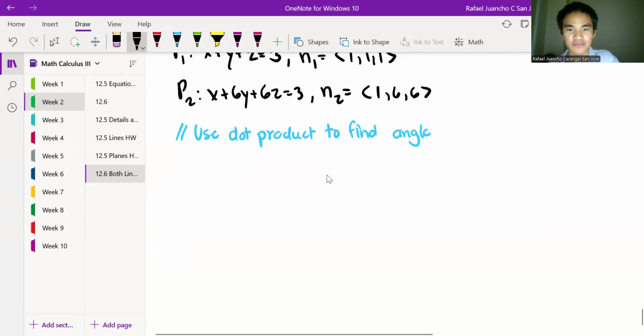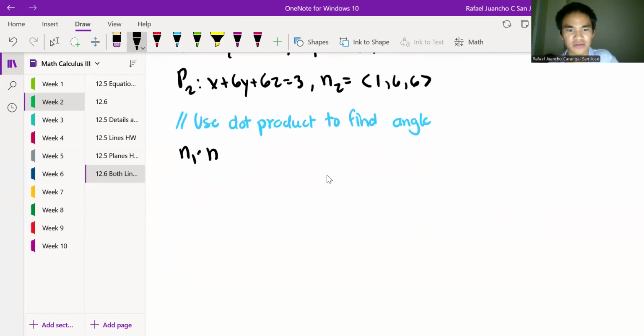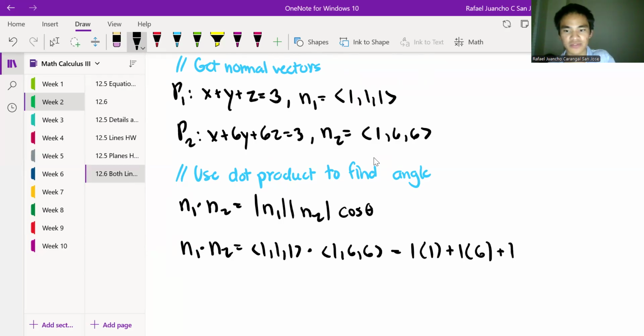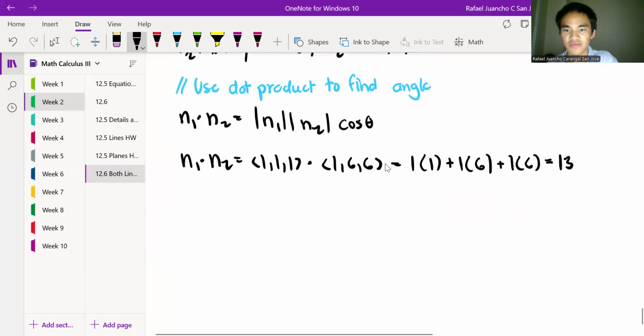So the dot product of n1 and n2 is the length of both vectors times cosine theta. And now I just do their dot product right here. So it's going to be (1, 1, 1) and (1, 6, 6). We got 1 times 1 plus 1 times 6 plus 1 times 6. We got 6, 6, 1, 12, 13. Right? 12 plus 1, 13.